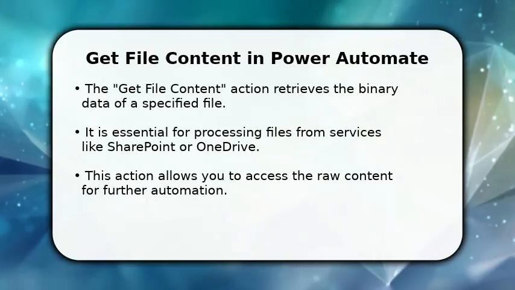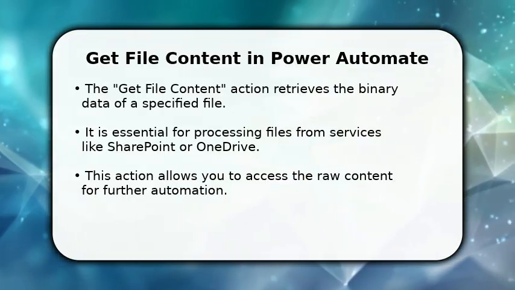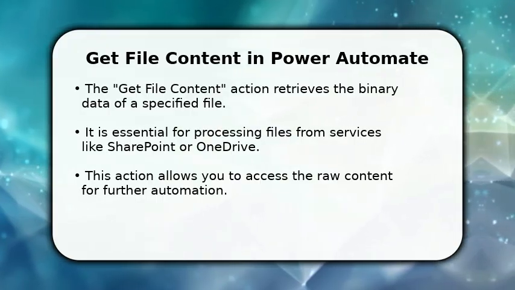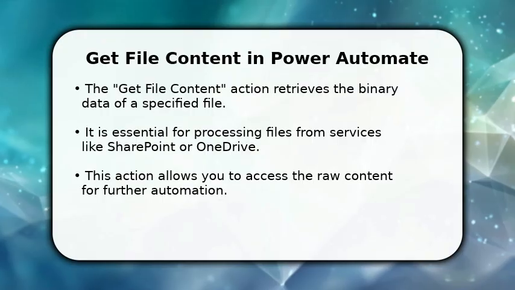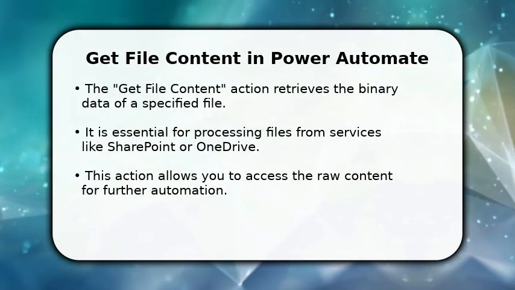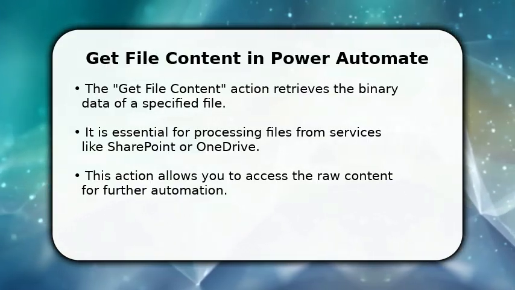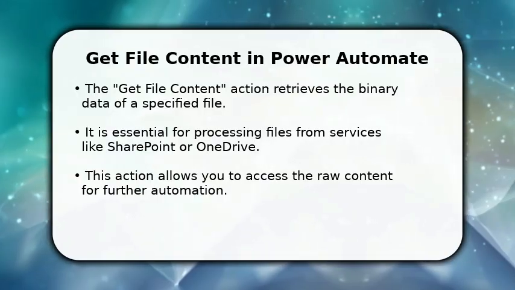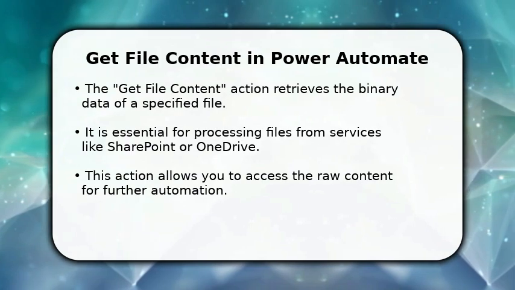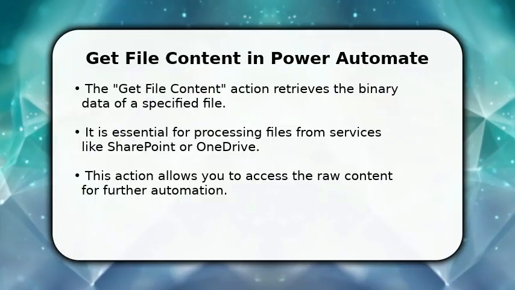In this video, I will explain how to use the Get File Content action in Power Automate. This powerful action is your gateway to interacting with files stored in various services, like SharePoint or OneDrive. It essentially fetches the raw, binary data of a file, making it available for your flow to process. We'll walk through the steps to implement this, ensuring you can confidently integrate file content into your automated workflows. Let's get started and unlock new possibilities for your automations.